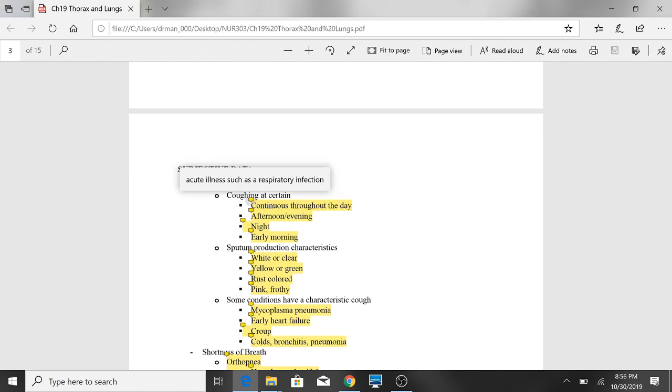Acute illness is like a respiratory infection. If it's in the afternoon or evening, it could be caused by irritants at work. If it's at night, it could be postnasal drift or sinusitis. And if it's in the early morning, it could be from smoking.